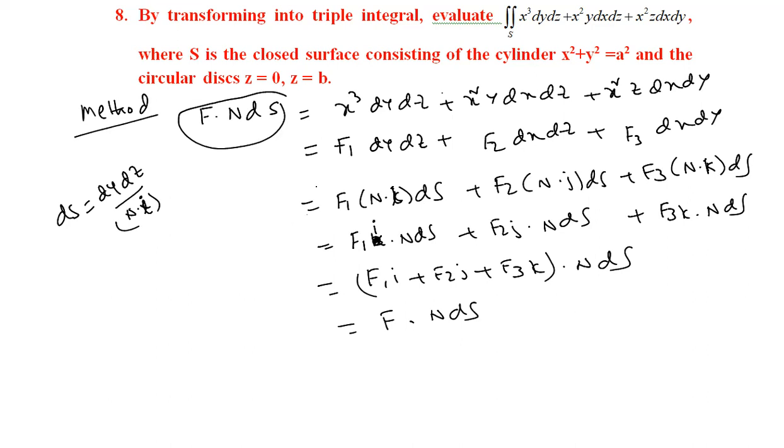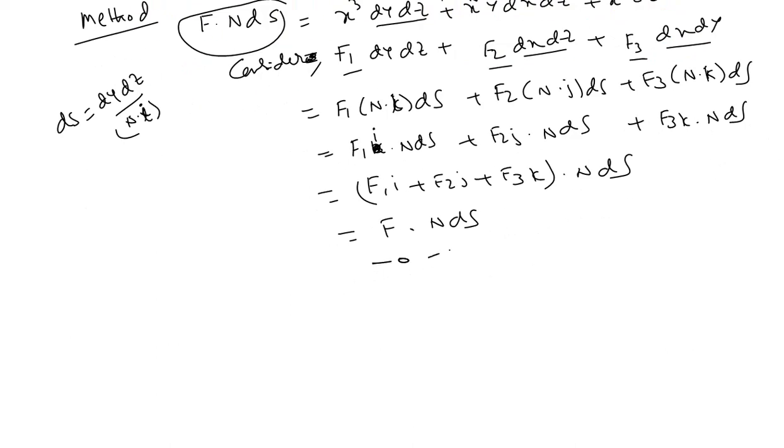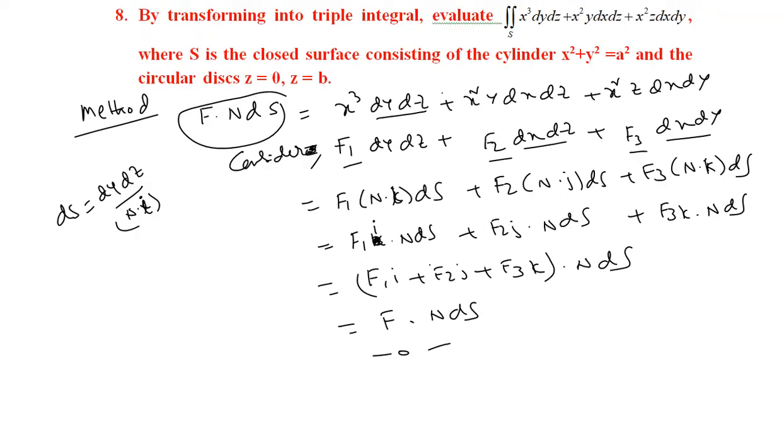So this is the same as, I think I will write here, consider this one instead of that. Now this value is finally f dot n ds. So what is our observation? This is called Cartesian form. Here the dy dz coefficient is f1, the dx dz coefficient is f2, and the dx dy coefficient is f3. This method is just for understanding the Cartesian form, changing into the vector form.